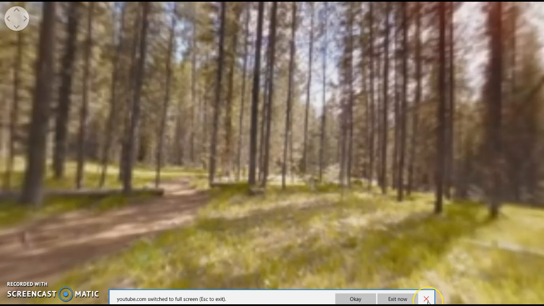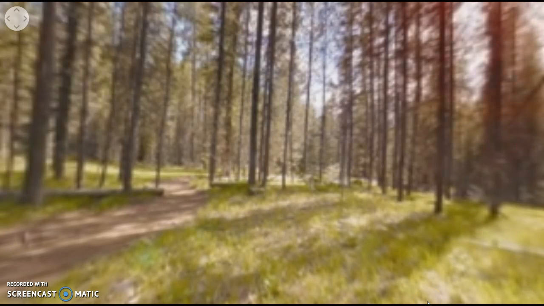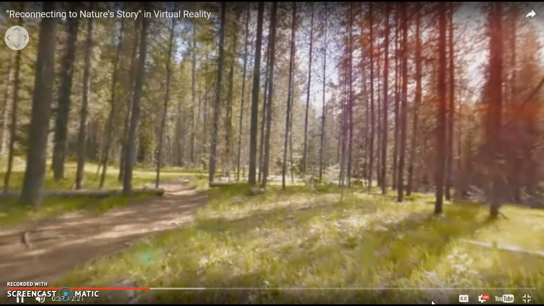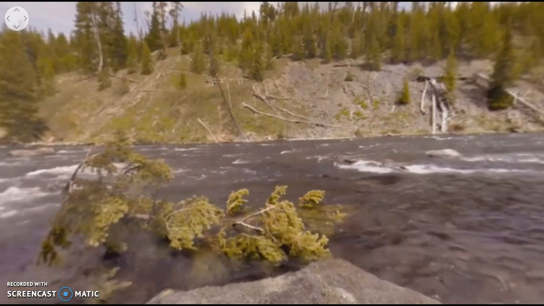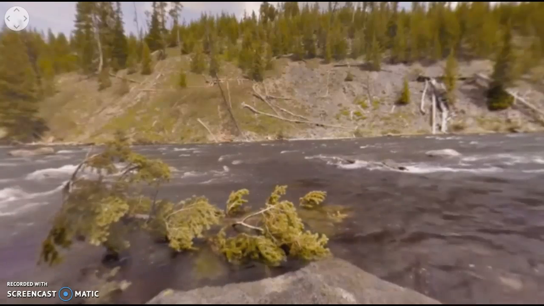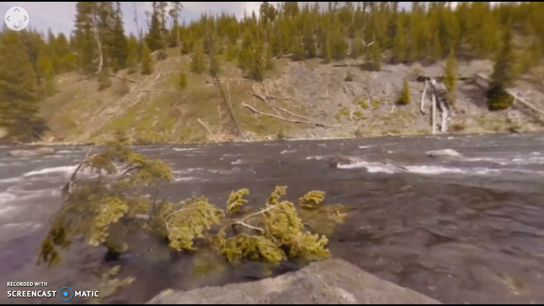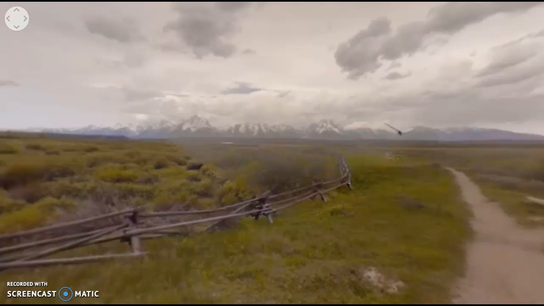The story of the trees collectively growing towards the sun. There you go. The story of the river bending and changing.